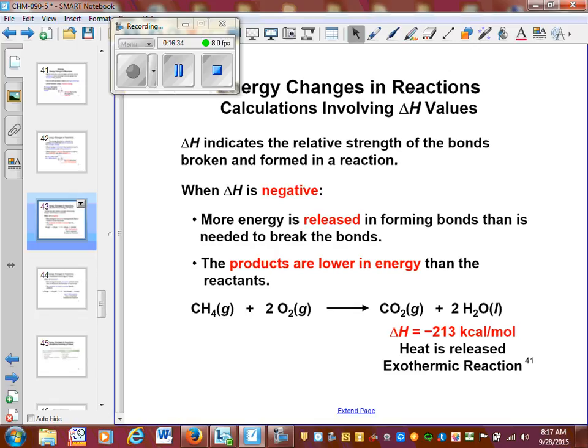So here we're taking methane and oxygen going to CO2 and water. Okay, this is natural gas being burned. The delta H is negative 213 kilocalories per mole. Heat is released. Okay, you probably could have figured that out because if you have a natural gas furnace, the furnace does what? Supplies heat. Where does the heat come from? It comes from this reaction.